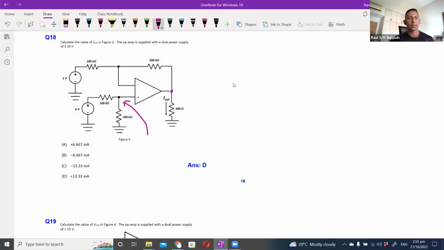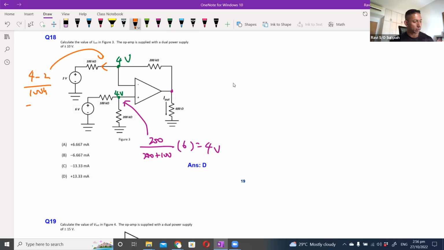is similar to the earlier circuits. It's a voltage divider, so it will be 200 over 200 plus 100 multiplied by 6. That will give me 4 volts. So this point here is 4 volts, which also means that this point here is 4 volts. With that, I can calculate the current here. This current will be 4 minus 2 over 100K, which is 2 over 100K. That is the current there.